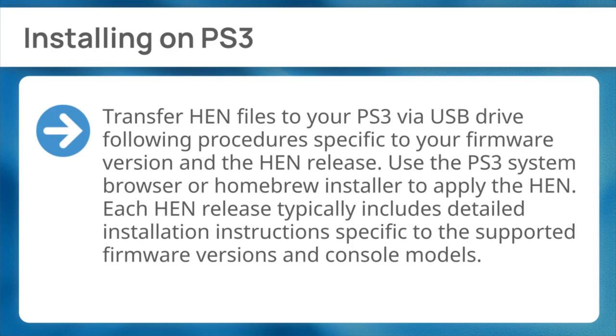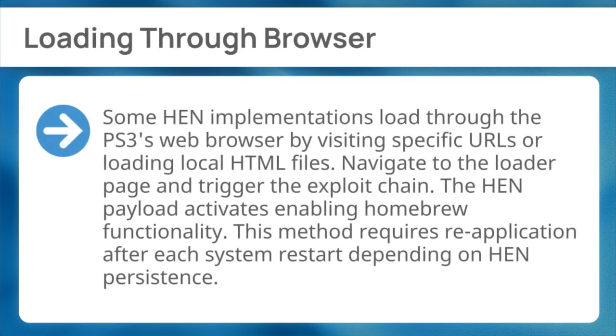Each HEN release typically includes detailed installation instructions specific to the supported firmware versions and console models. Next, loading through browser. Some HEN implementations load through the PS3's web browser by visiting specific URLs or loading local HTML files. Navigate to the loader page and trigger the exploit chain. The HEN payload activates, enabling Homebrew functionality. This method requires reapplication after each system restart depending on HEN persistence.